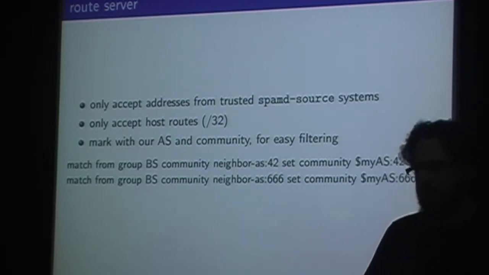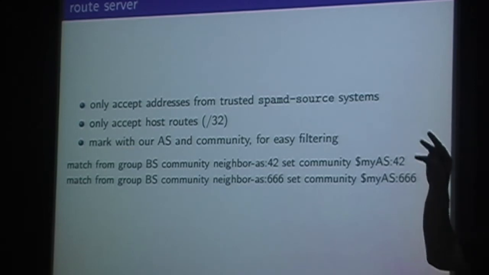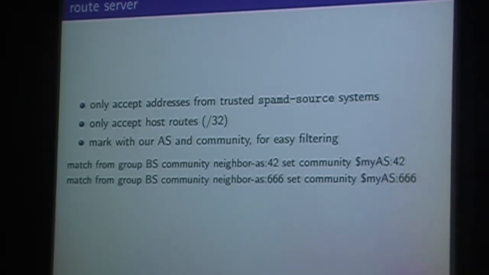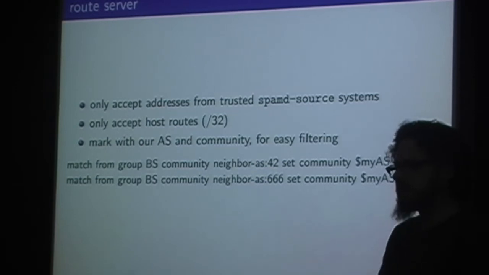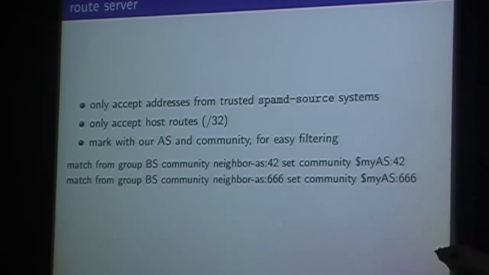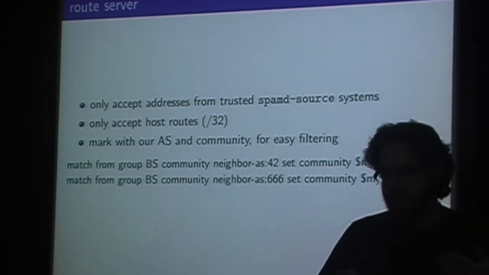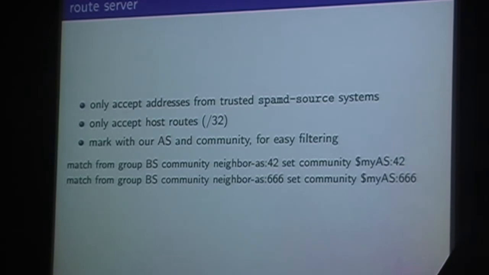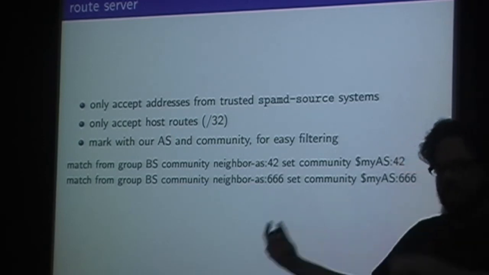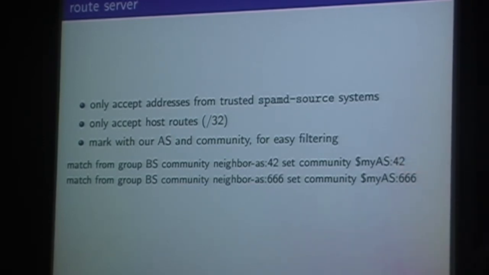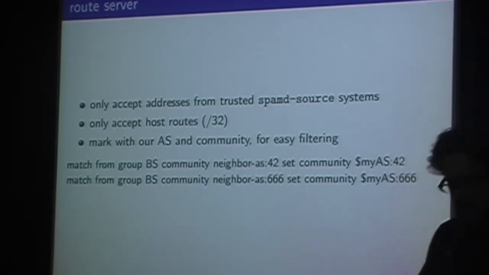We then also mark them. We keep the original AS number for our various SPAMD source systems, but we also mark them with our AS 42 or 666. This gives the end user the possibility of being able to say, I trust 2 of your upstream servers, but I don't like the information I've gotten from a 3rd one. So I will split out the information and only use 2. You could also do interesting tricks on the blacklist side, which I'll show you later.